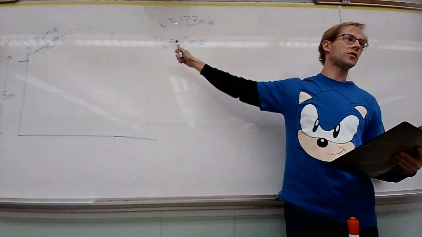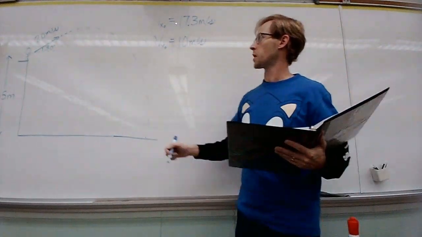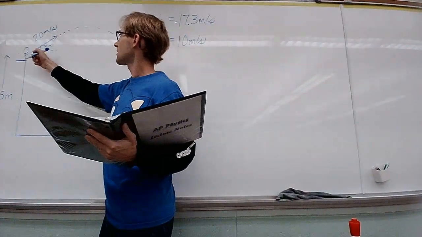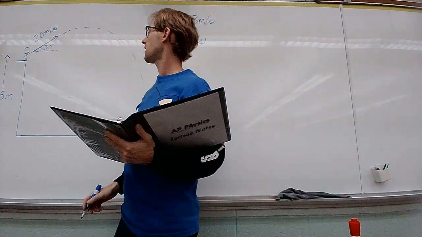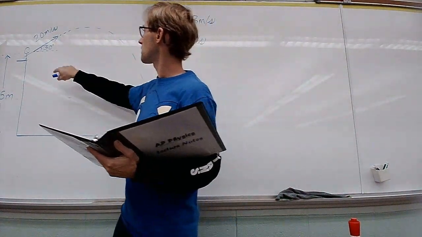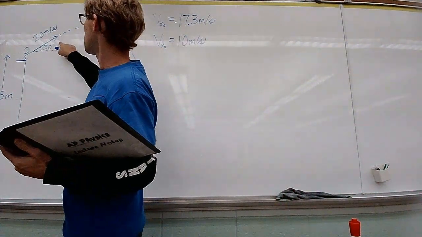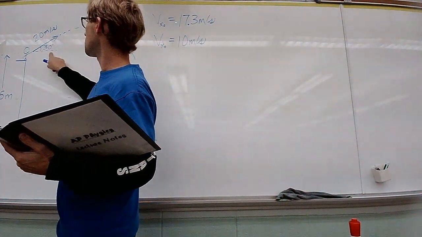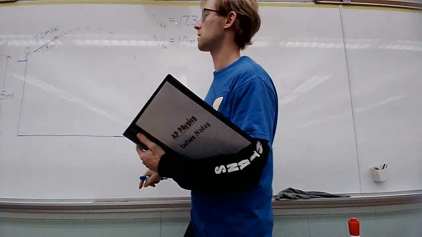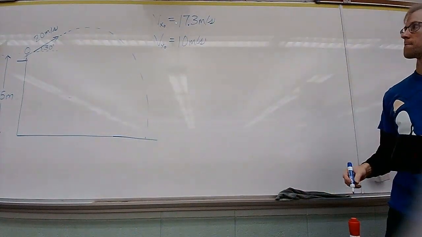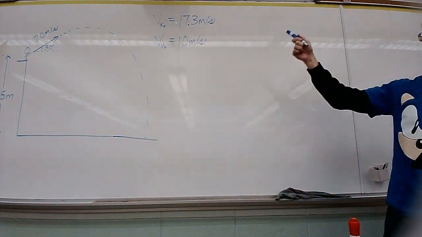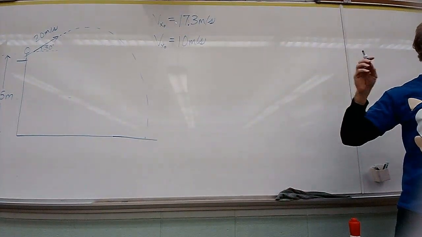You use SOHCAHTOA to do this. You've got 20 meters per second here, so that's your hypotenuse. You would need to use a sine function to solve for the opposite side, which is the vertical. You'd need cosine to solve for the adjacent side. Very good. Any questions on how to get those two numbers?